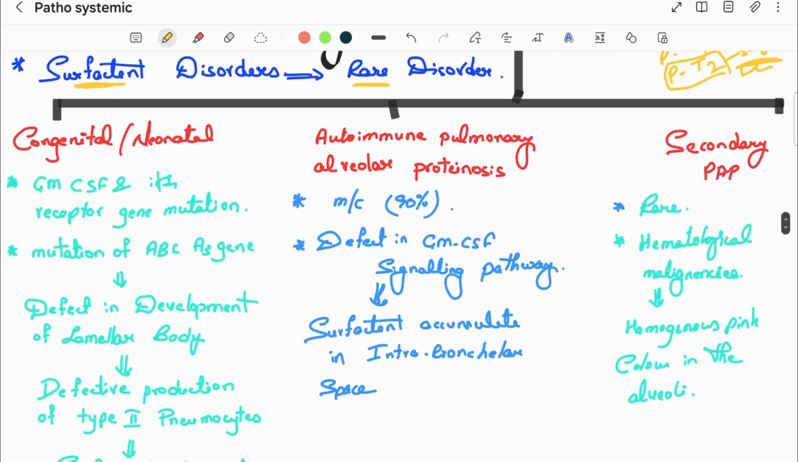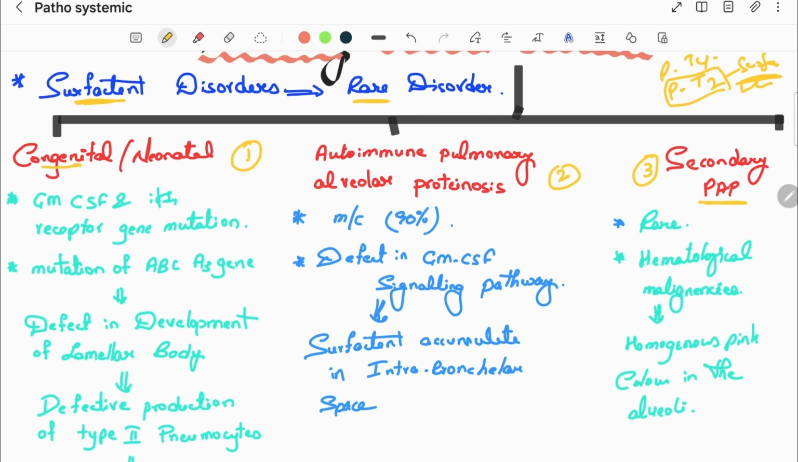Okay, next this is divided into 3 types. First one is congenital or neonatal, second one is autoimmune pulmonary alveolar proteinosis, and the third one is secondary pulmonary alveolar proteinosis. The first one is congenital or neonatal. Congenital means there is a defect in the gene. So the gene getting defected is GM-CSF and its receptor. Okay, this is the gene getting affected, or mutation is taking place in this gene.